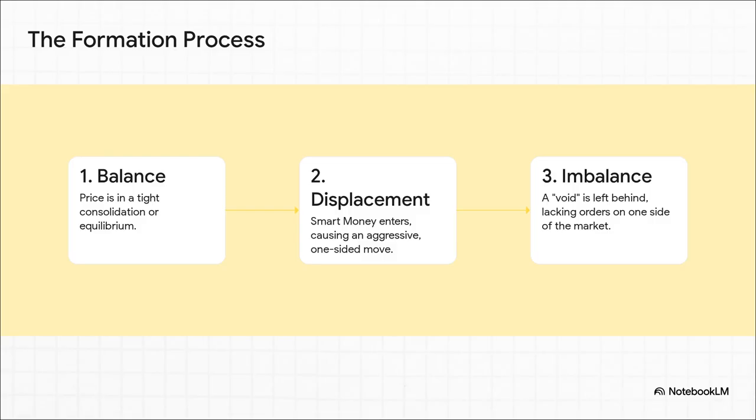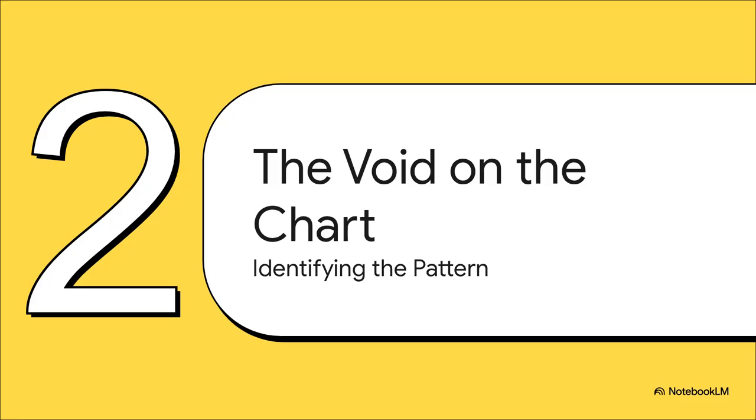So how does this actually happen? Well, it usually unfolds in 3 pretty simple steps. First, you've got a balanced market. Price is just kind of chopping sideways in a tight little consolidation. Then, bam, step 2, displacement. This is where smart money shoves all its chips onto the table, causing a massive, aggressive, one-sided move. And that, of course, leads to step 3, the imbalance. A void is left in the wake of that move, an area where there was almost zero participation from the other side.